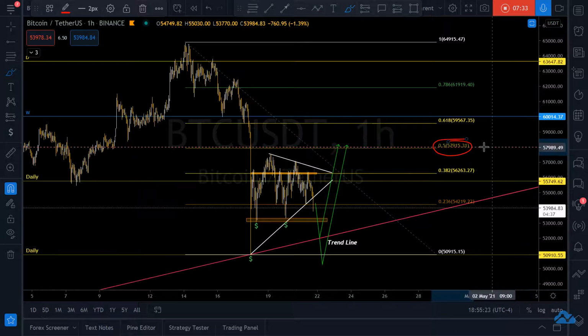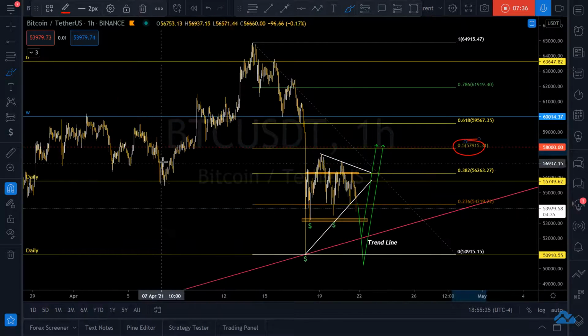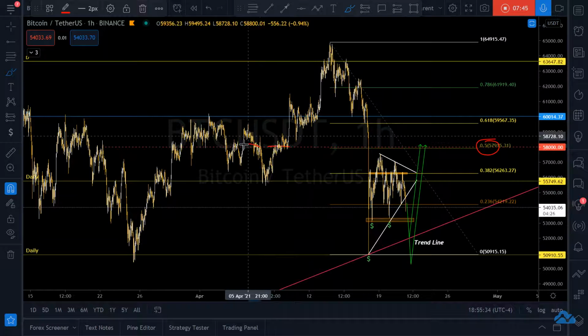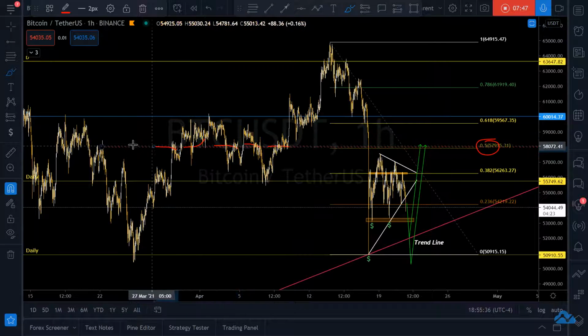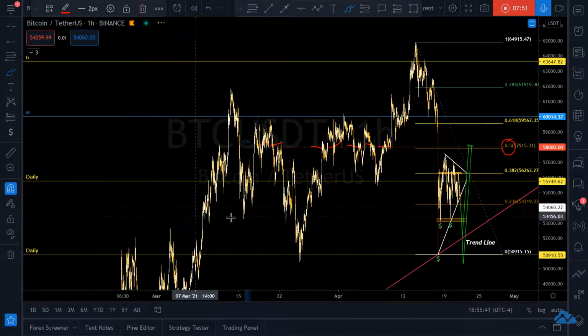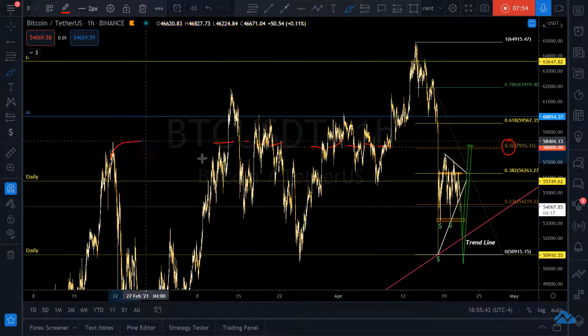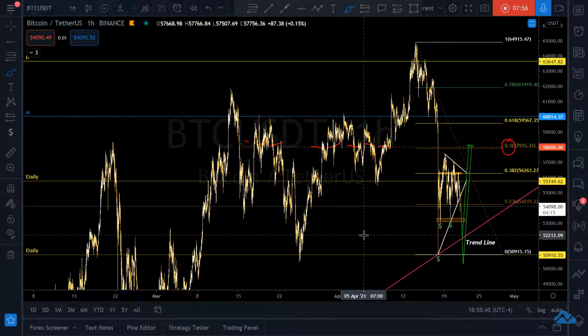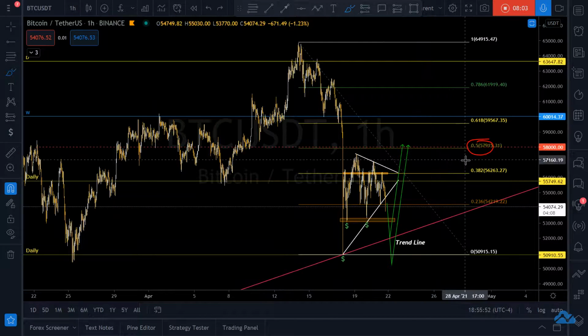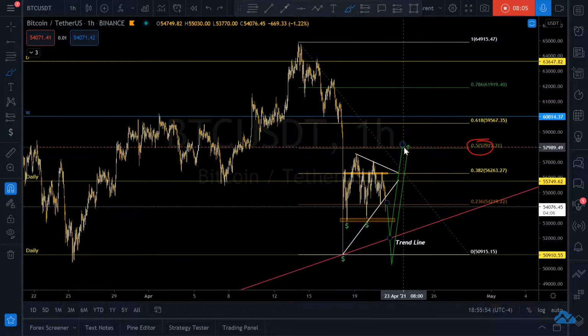Why do I have a dotted line here? Not only because it lines up with the Fibonacci retracement of 50%, but you can see how price has interacted here, here, here, here, here, here, here, all the way down. Here, here. Okay. That's a good line. That's a good level of support. And in this case, resistance.